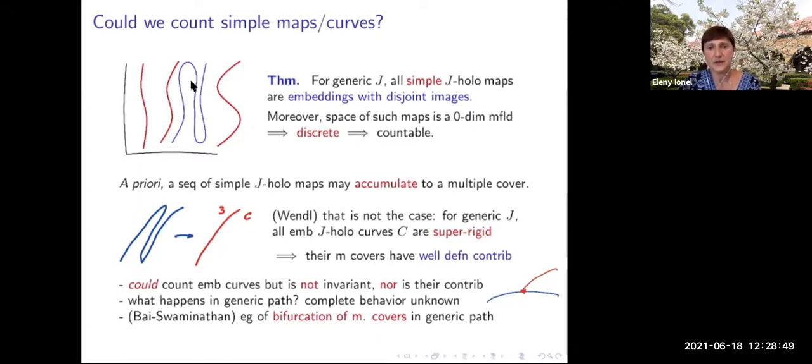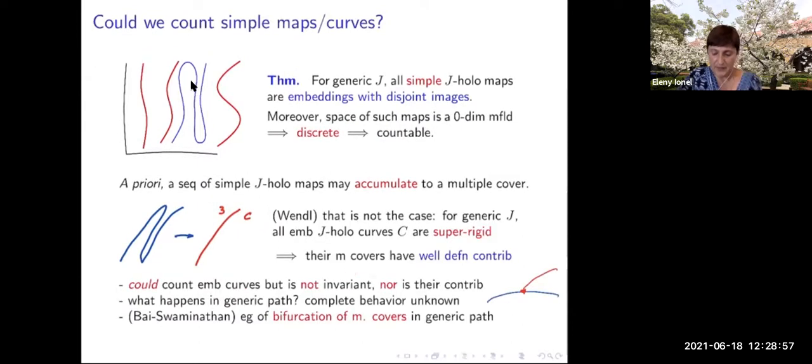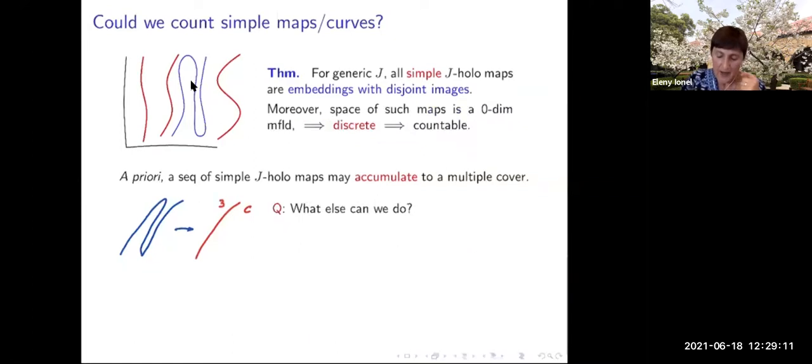Any questions about this? So in principle, you can count them, and you can count them with weights, but if you just try by hand to count them with weights, the complete behavior is not known, so you don't know this. So how were we able to prove the structure result that I was mentioning earlier? And that's the question here.